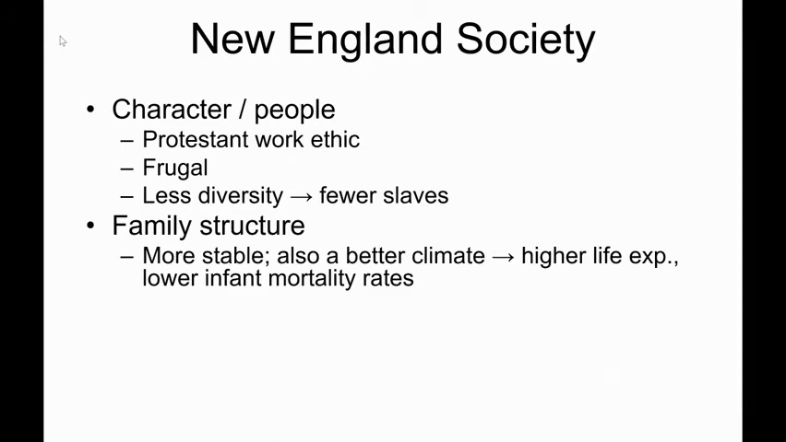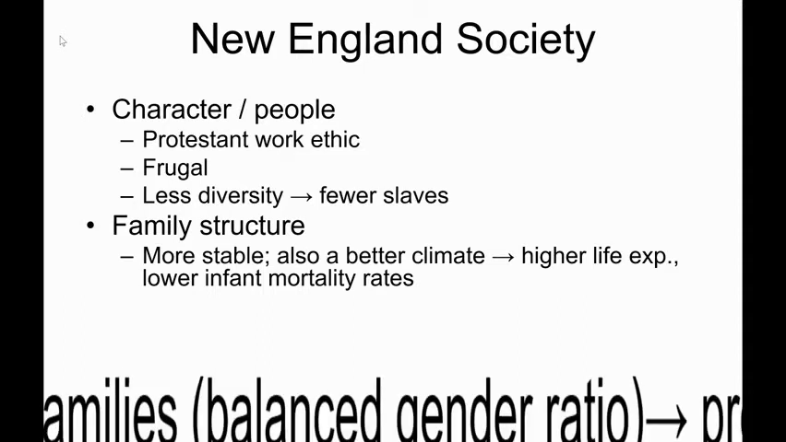Family structure is way more stable than the South. The male to female ratio is much lower. Remember that these people came as families. They live in a healthier environment. It's colder. Pathogens do not do as well as they did in the South. And so you could expect a higher life expectancy. Fewer mothers died in childbirth. More babies lived through their first year. And so you have a lower infant mortality rate.